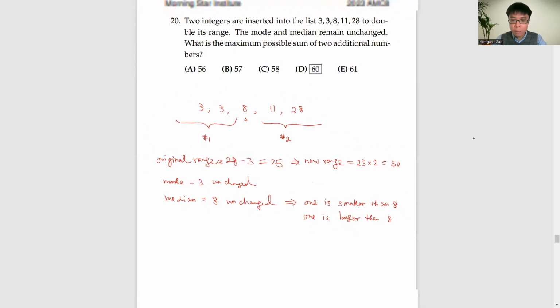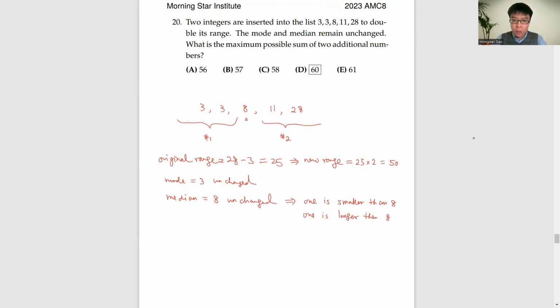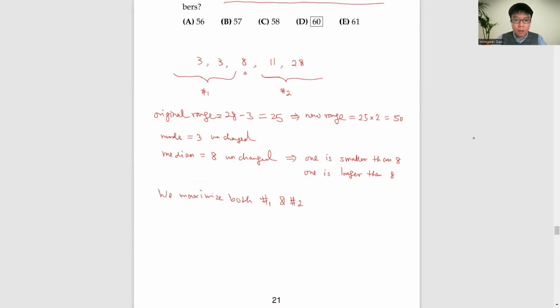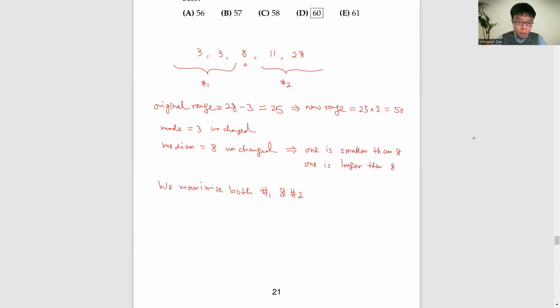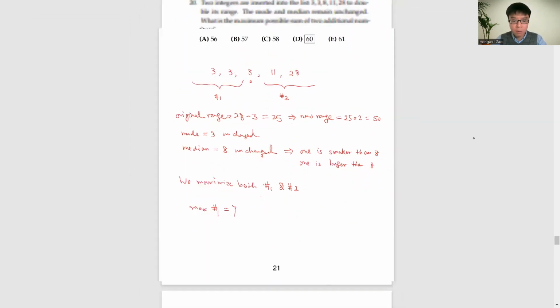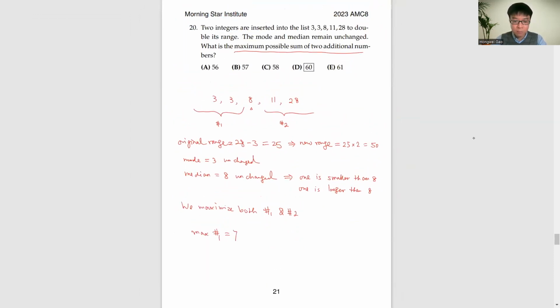Now we need to think about the range. So in order to maximize the sum, we should maximize both number 1 and number 2, right? The number 1 is on the left of 8, which is smaller than 8. So the max value of number 1 should be 7 because it's an integer.